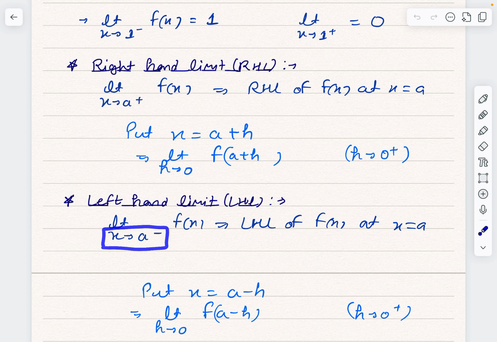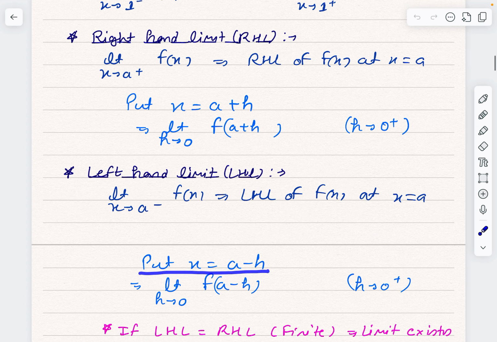And for left hand limit, we'll use limit x tends to a negative. A negative means slightly less than a, so we approach a from the left side. So limit x tends to a negative of f of x means LHL of f(x) at x equal to a. Here we put x as a minus h, and again h will be slightly positive because we are subtracting it from a. So we write this as limit h tends to 0 of f of a minus h.